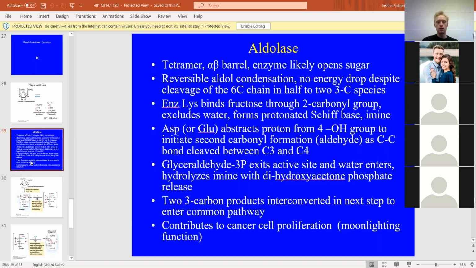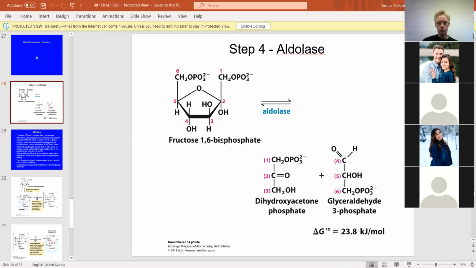So aldolase is step 4, and aldolase is another key enzyme. This one has a very unique reaction mechanism because it's cutting the substrate into two parts. Some features about aldolase are that it is a tetramer, an alpha beta barrel enzyme, likely open sugar. So going to step 4, we have fructose 1,6-bisphosphate.